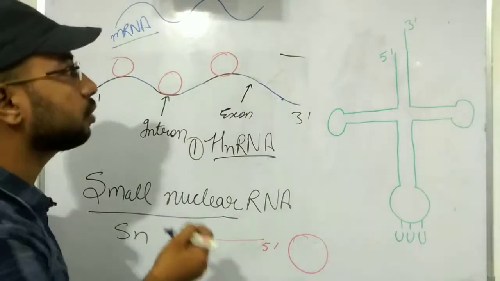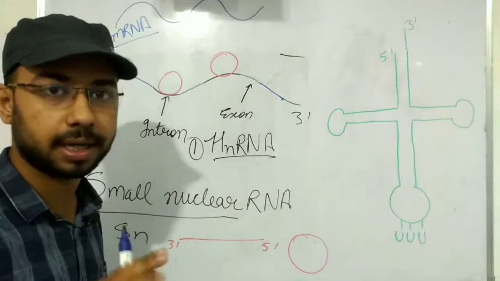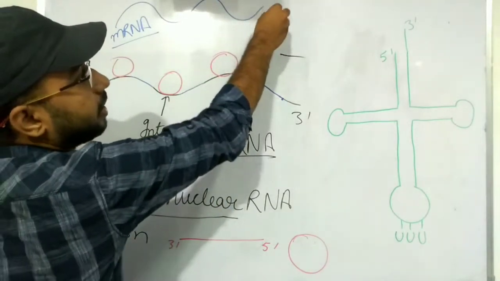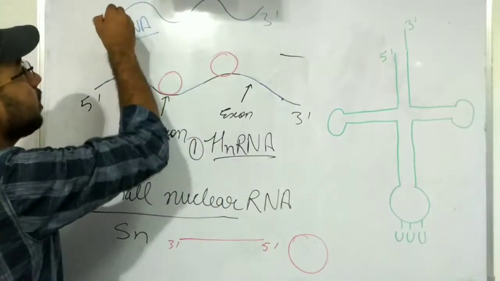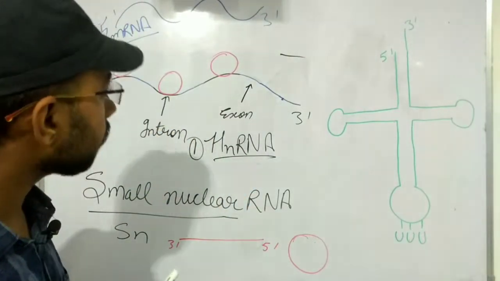Finally we got mature mRNA, but two steps are also left here. That is, the 3' end poly-A tail and the 5' end capping are left.